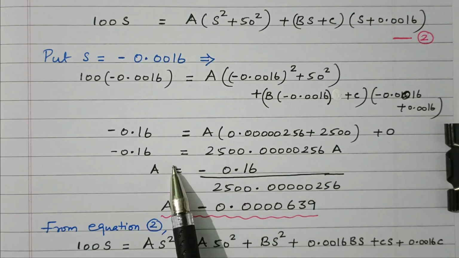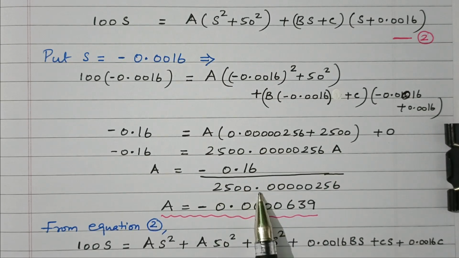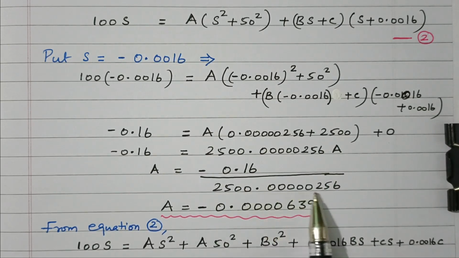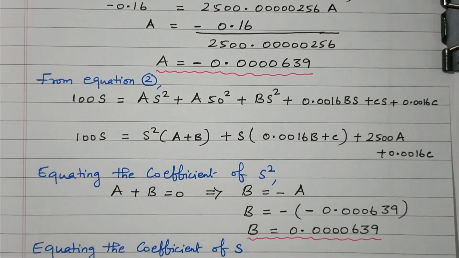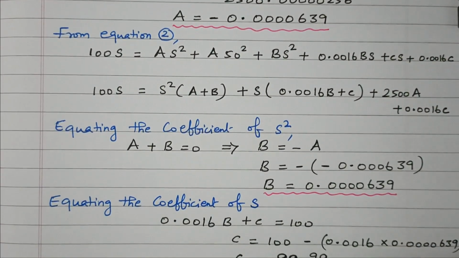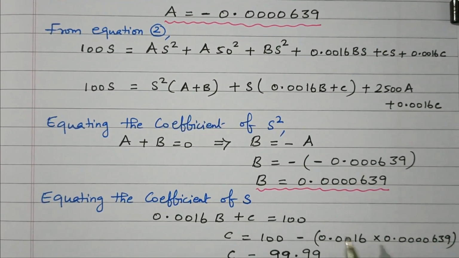So A equal to minus 0.16 divided by 2500.0000256. By simplifying, what we got is minus 0.0000639. Right? Now we calculated the value of A. B and C can be calculated by equating the coefficients of the equation, without substituting values, by using coefficients.